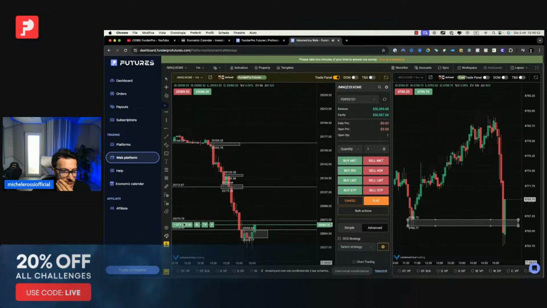In the trade, my stop loss is down below right here. My take profit is right here. Let's see if this plays out. So retest of the orb.